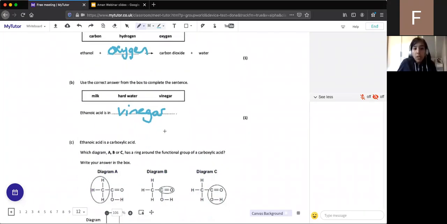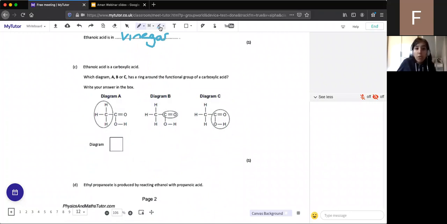Okay, which one shows the functional group of a carboxylic acid? A, B, or C? At the moment, these are AQA questions. We're going to be doing a range of exam questions from all the exam boards. Good, A, B, or C? Everyone that's given me answers so far, you're correct. Good, C. Well done. So we're looking for the COOH group.